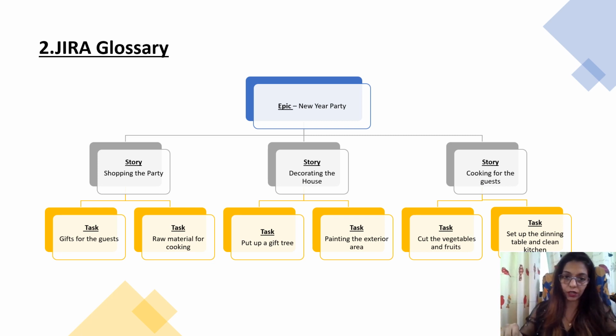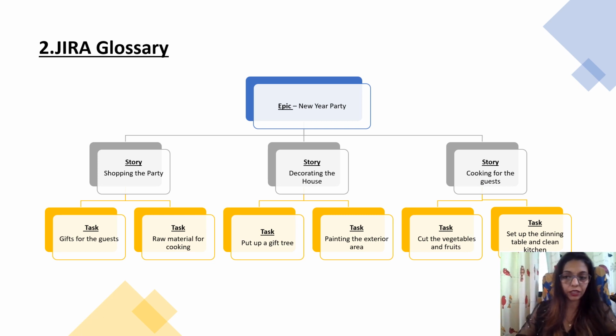One story is related to shopping for the party, like we can have some raw materials for the cooking. One is a subtask or the task of the story. The other task is gifts for the guests. So that is one story wherein we are going for the shopping part. Second story is decorating the house.